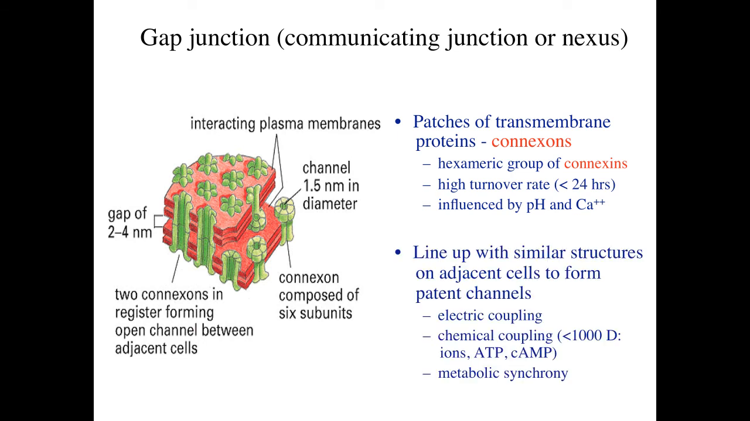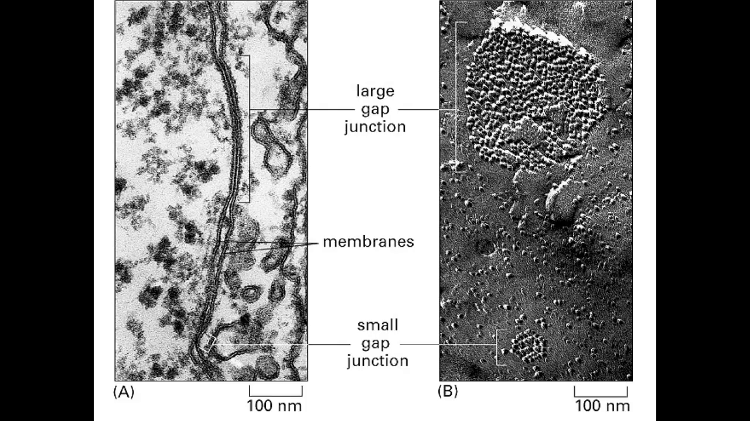These connexins form the connexons, and they line up with similar structures on adjacent cells, so they actually form patent channels from one cell to another, which allow electrical coupling from one cell to another. It also allows chemical coupling because molecules smaller than about 1,000 Daltons will freely pass. Small ions can freely pass from one cell to another through these connexons, as can molecules like ATP and cyclic AMP. So these connexons allow cells to be in metabolic synchrony with each other.